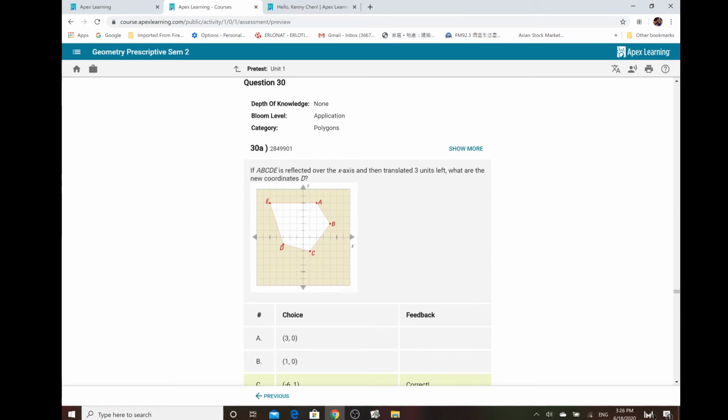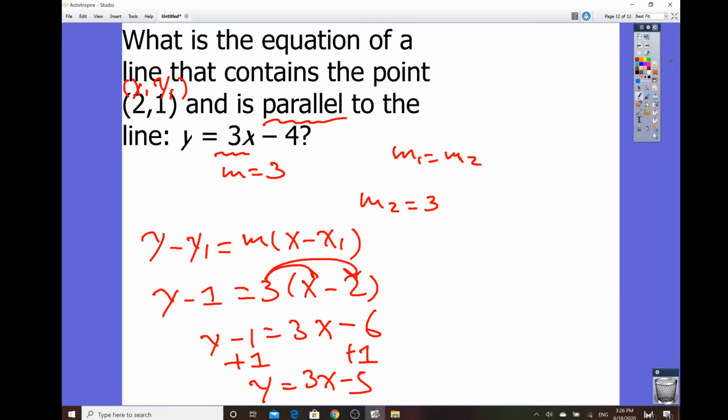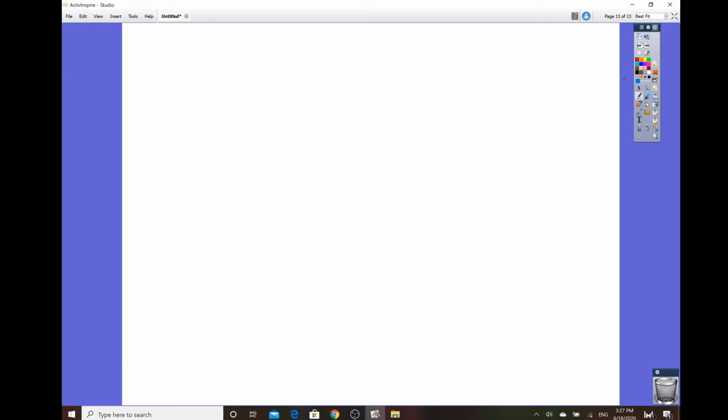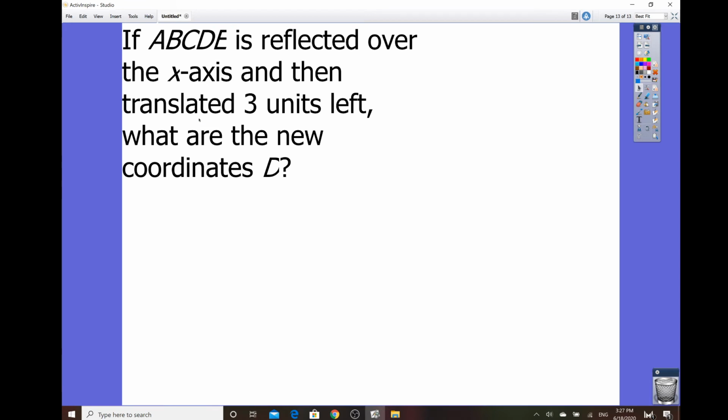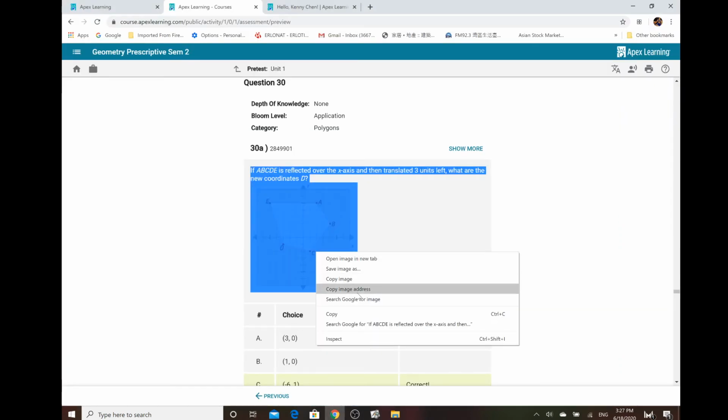And then ABCDE is reflected over the x-axis, then translated 3 units left. So what is the new coordinate of D? So the original coordinate D would be -3, -1. Okay, let me just copy down this one here, and then I'll show the analysis on a different slide. Okay. So once again, copy and paste. And also I need the diagram as well. Copy image.